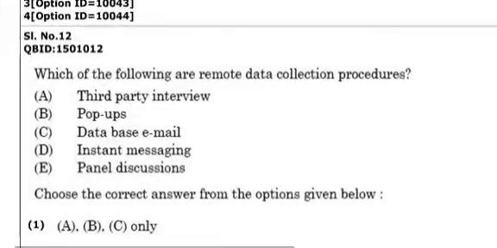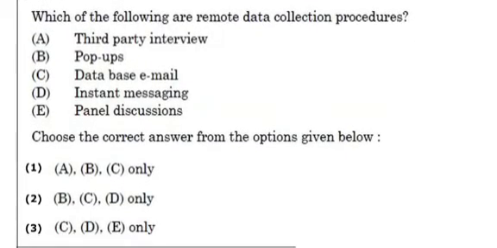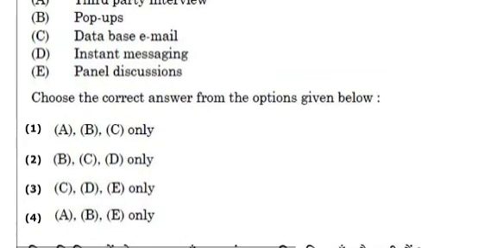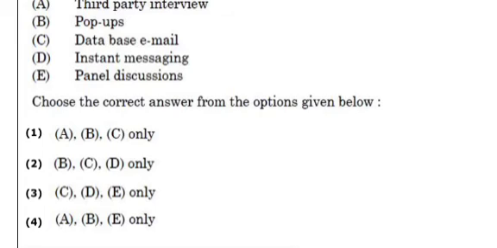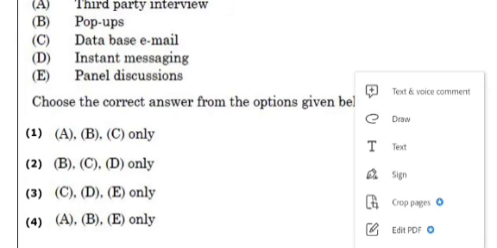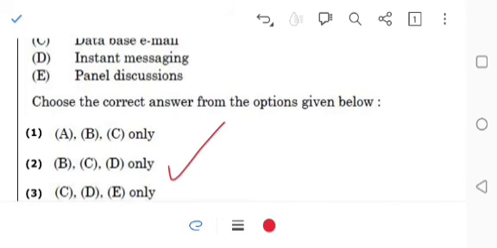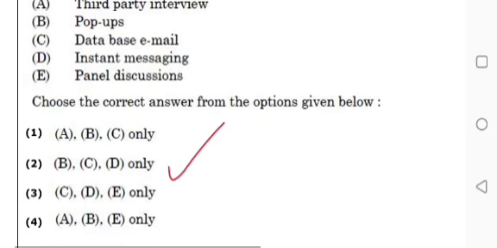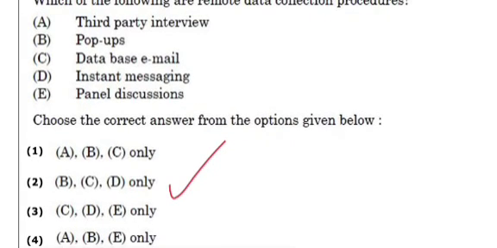Next, number 12 says, which of the following are remote data collection procedures? Third party interview, pop-ups, database, email, instant messaging, panel discussions. The correct option will be B, C and D. What was B, C, D? B was pop-up, C was database email and D was instant messaging.